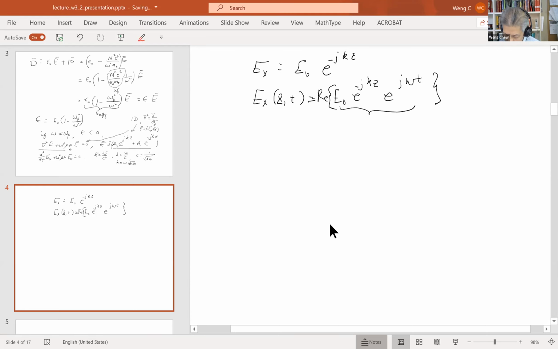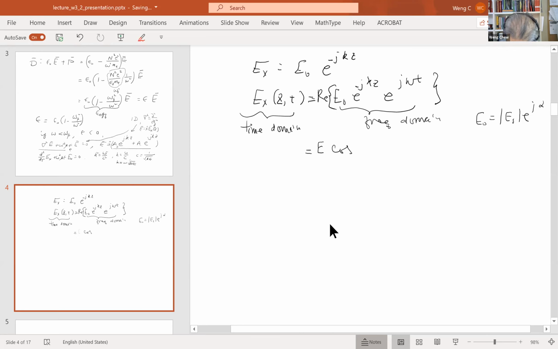This is frequency domain. This is time domain. Okay? And E naught can be a complex number with a phase. The most general way to express a complex number is that it has a phase. So if you take this now, it will become cosine of omega t minus kz plus alpha, okay? So that's how you should go back and forth.